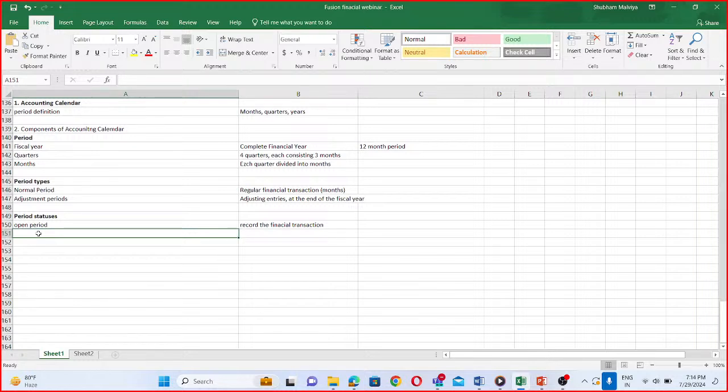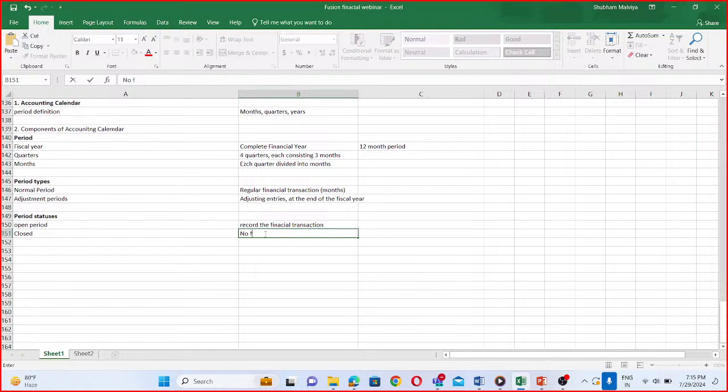And in the closed period, which we closed, no further transaction can be recorded. Okay, so open period when we record the transaction, and we close the period when no further transaction can be recorded. Then the third one comes, future open.